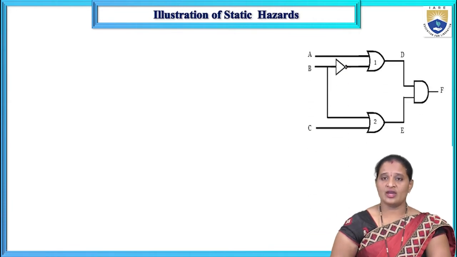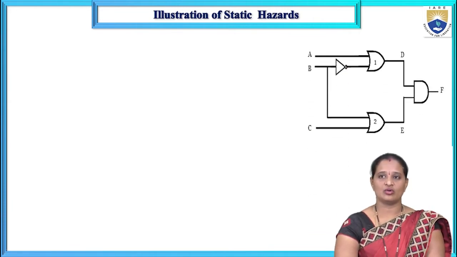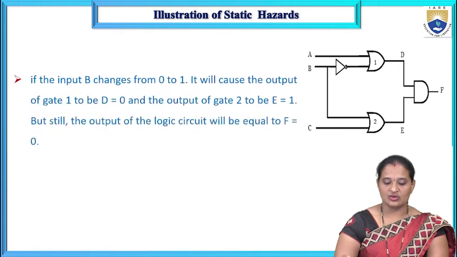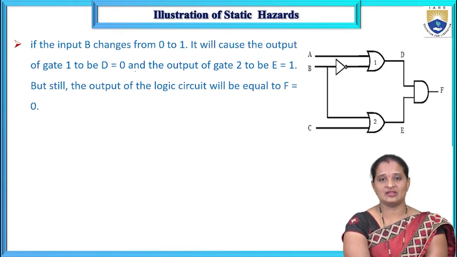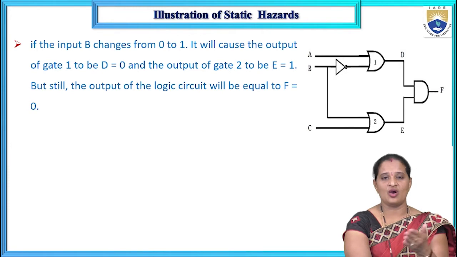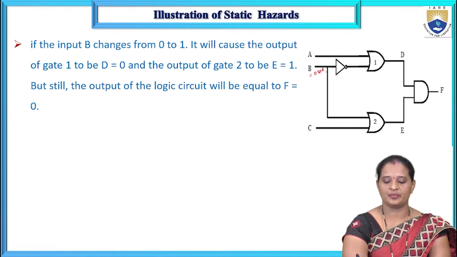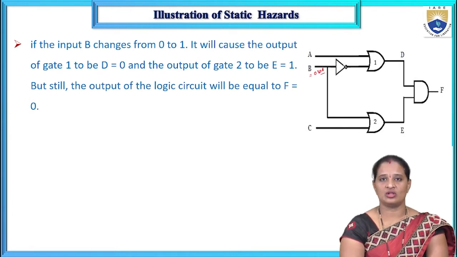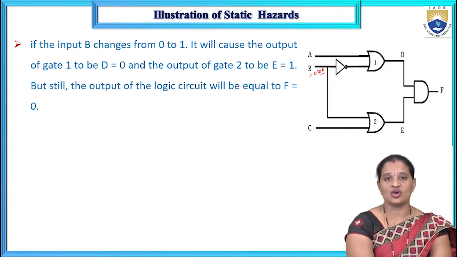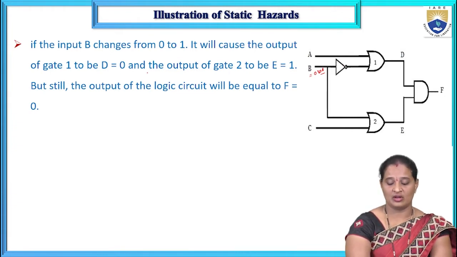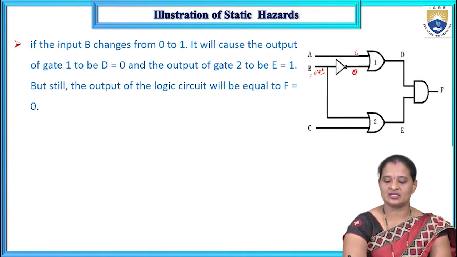Now here I want to detect whether there is a hazard or not. So for that, I am now considering that the input B changes from 0 to 1. Initially all the inputs were 0. Now I am just considering that input B has changed from 0 to 1. Now let us analyze the output of all these gates. So here it will cause the output of OR gate 1, as it is 1 now, so it becomes 0, and this is also 0.